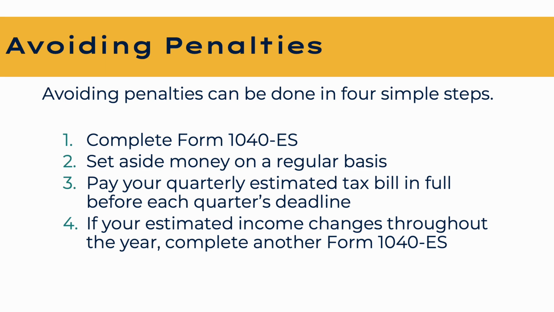Failure to pay estimated taxes on time can lead to penalties. The IRS can impose penalties if you underpay your estimated taxes throughout the year. These penalties are calculated based on the underpaid amount and how late the payments were made. For example, if you were required to pay $1,500 in estimated taxes for the first quarter of the year, but only paid $1,200, you may face a penalty on the $300 underpayment. Avoiding penalties can be done in 4 simple steps.